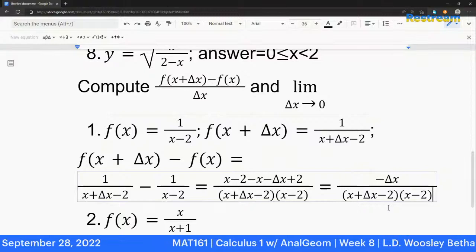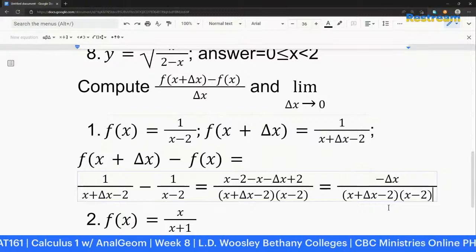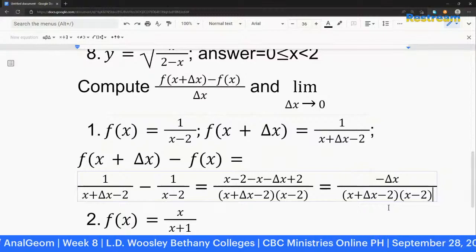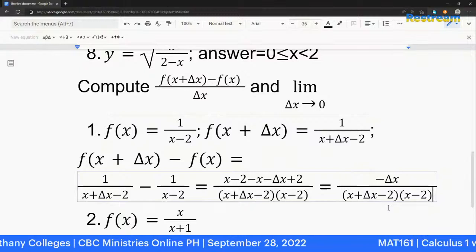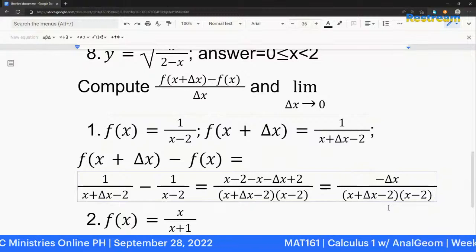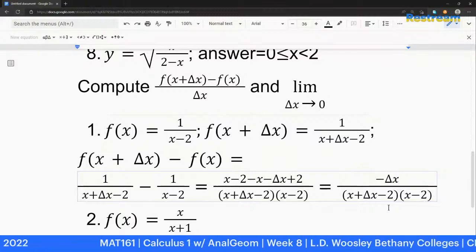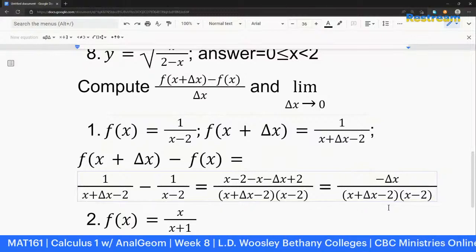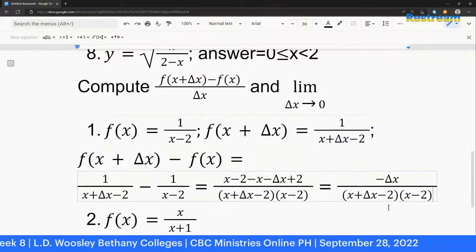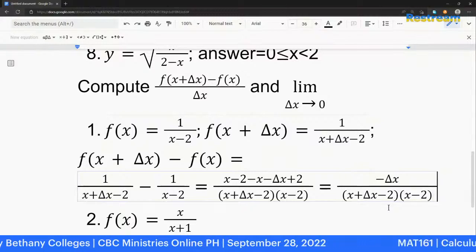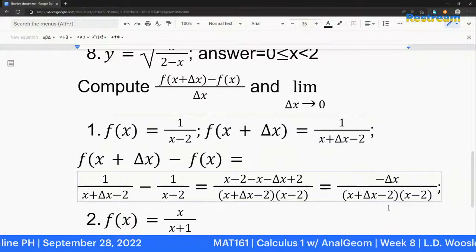So hindi ko na siya papakita dito. Pero obviously, magka-cancel yung delta x ng numerator. So may iwan dyan ay negative 1 all over x plus delta x minus 2 times the quantity x minus 2. Okay. What will be the limit as x approaches 0? Guys, hindi ko na rin susulat formally dito. So kayo na mag-solve.